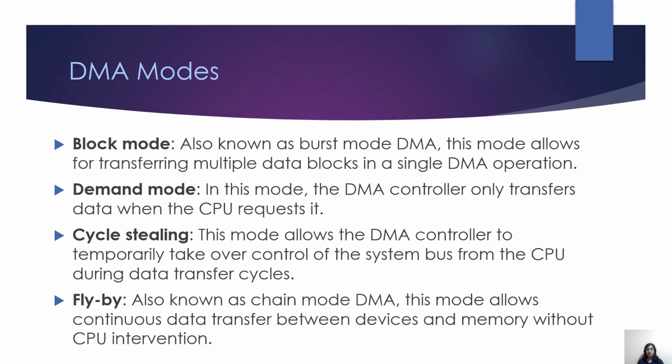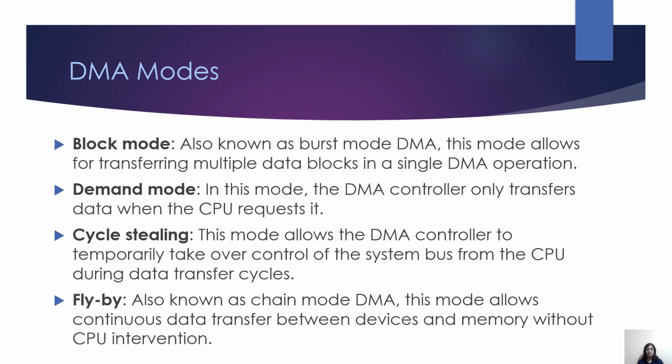Now let's see the DMA modes. There are mainly four types of DMA modes. The first one is block mode, also known as burst mode DMA. This mode allows for transferring multiple data blocks in a single DMA operation. Demand mode. In this mode, the DMA controller only transfers data when the CPU requests for it.